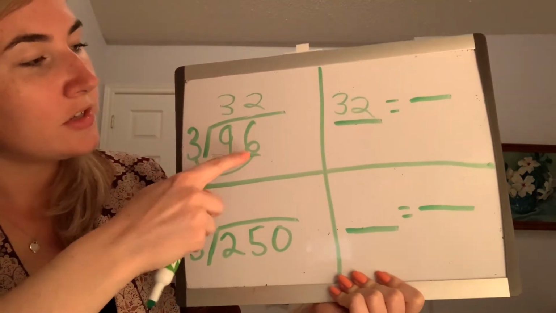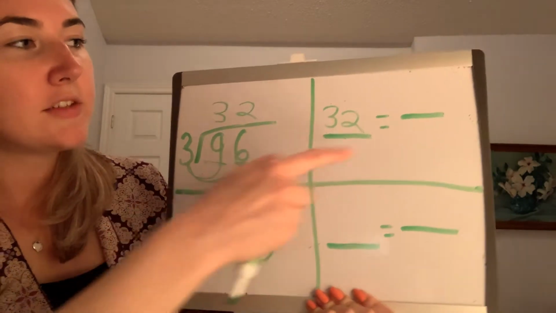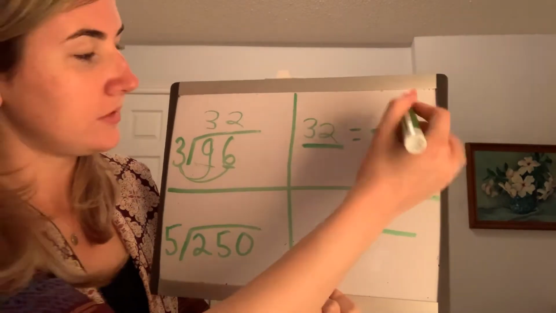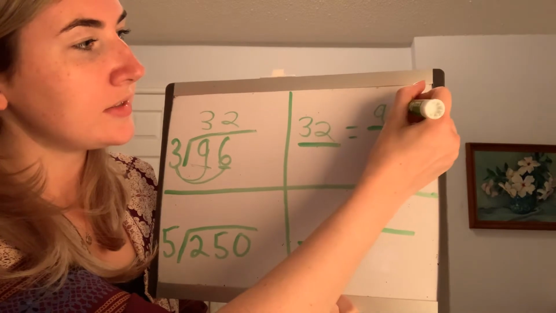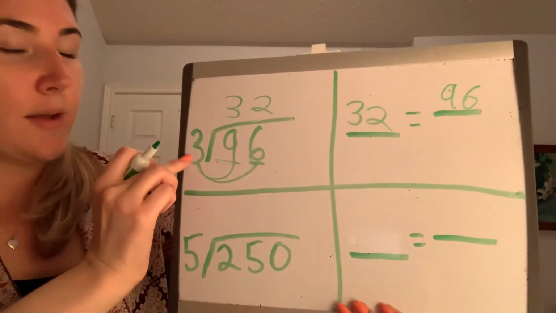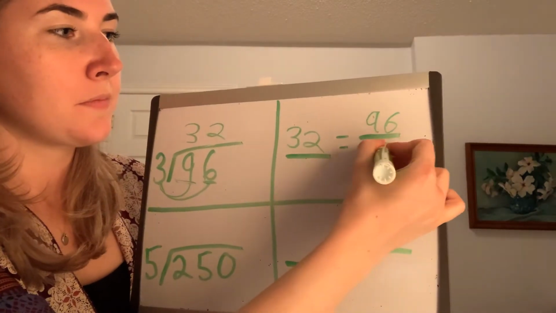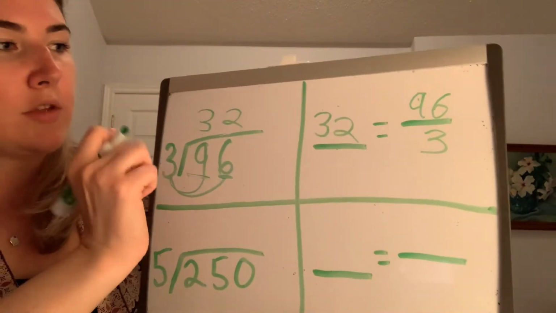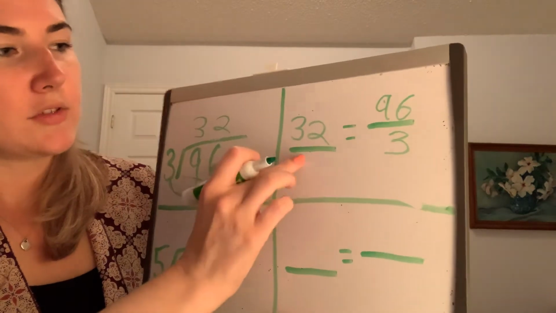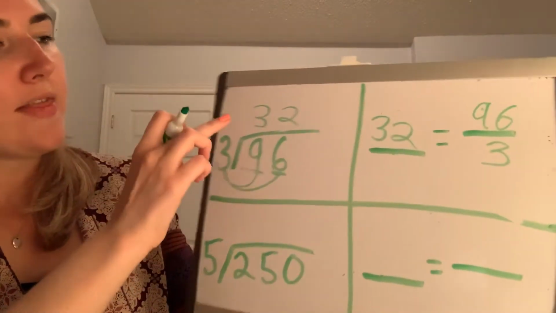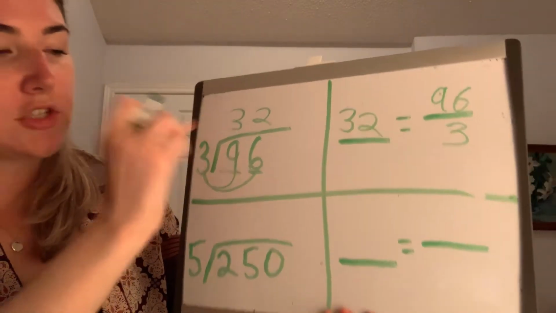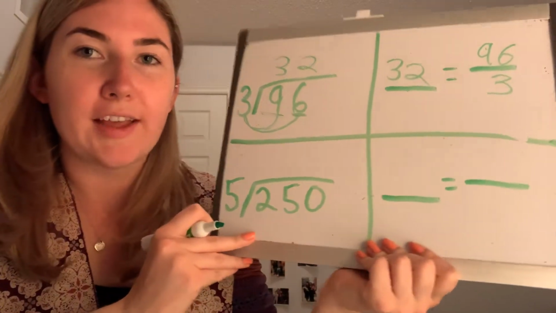Now the number underneath the division line, that's the top number of our fraction. We have 96. And then the number at the side, that will be our bottom number. So it's always working backwards. So we have our whole number here, and then we find that above the division line. So let's try another one together.